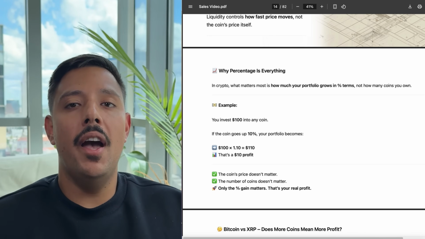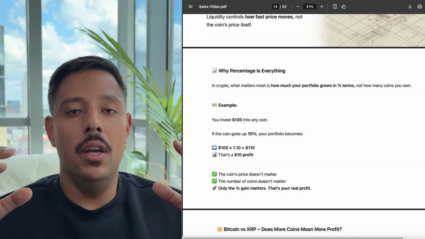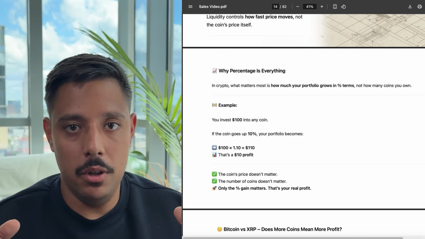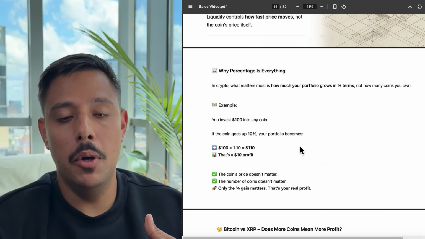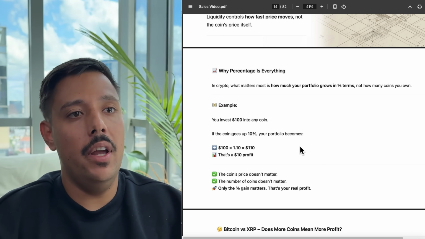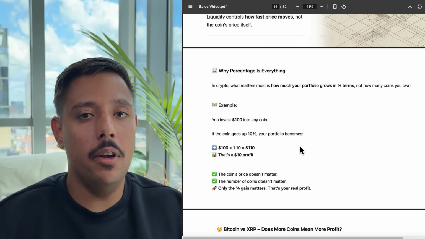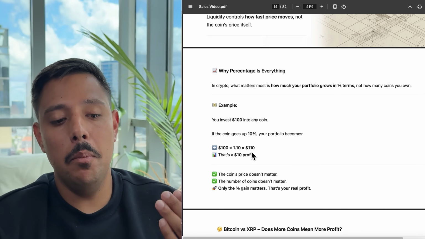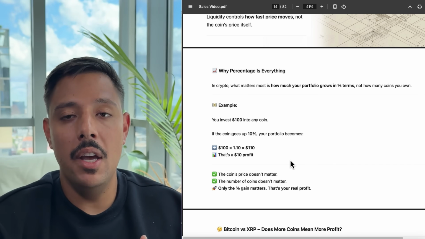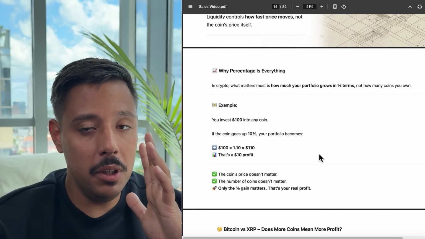In cryptocurrency, how much your portfolio grows all depends on the percentage increase. So for example, I'm going to break it down for you. If you put $100 into any coin, it does not matter how much the coin is worth. What you're looking for is the percentage increase, right? Because a 10% increase on $100 is $10 profit. So we only care about the profit.